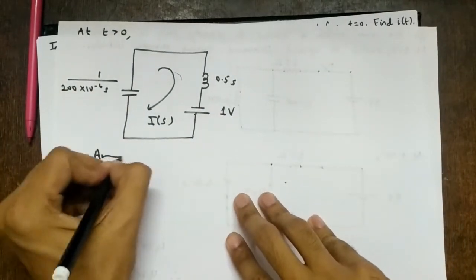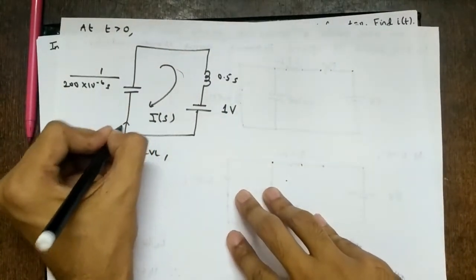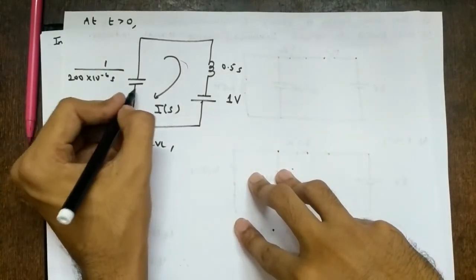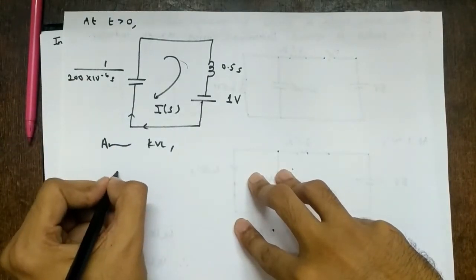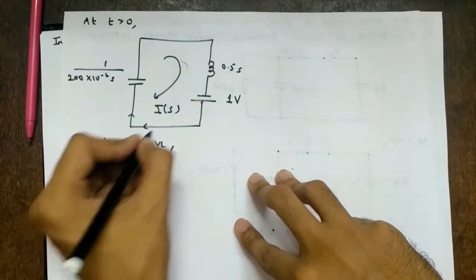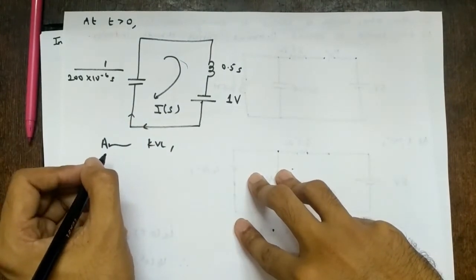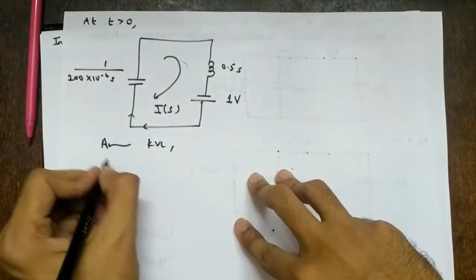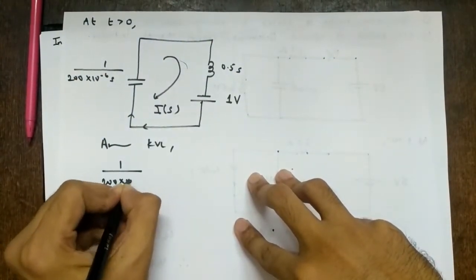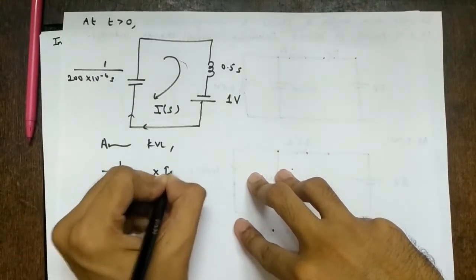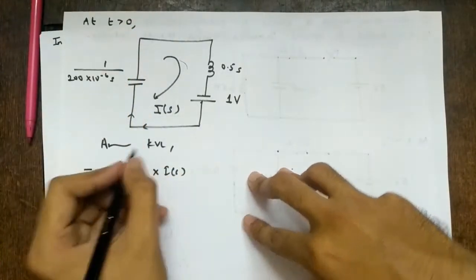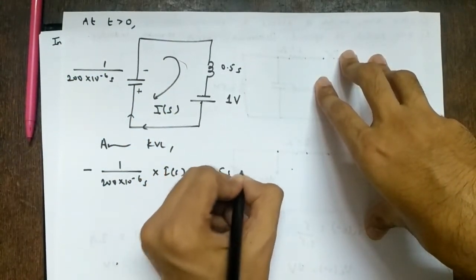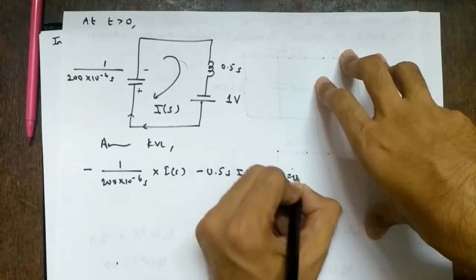So then what will we do? We'll apply KVL. So let's say I'm starting from here, so I'll come here, right? I'm writing the voltage equation. Anyways I'm in Laplace domain, so I don't have to worry. So this is the impedance: 1 upon 200 into 10 raised to minus 6 s into I of s, and it will be minus. I am going in this direction. Current is plus here and minus here. I have to lower potential. Minus 0.5 s I of s plus 1 equal to 0.